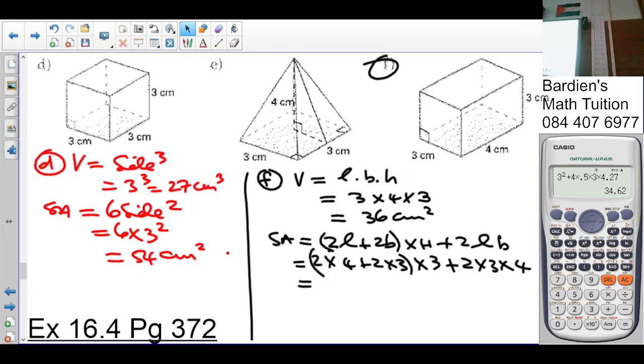Okay, so that's going to give us 2 times 4 plus 2 times 3 times 3, plus 2 times 3 times 4. It's going to give you 66 centimeters squared. That must be centimeters cubed for the volume. Is that correct? Any confusion here? No?